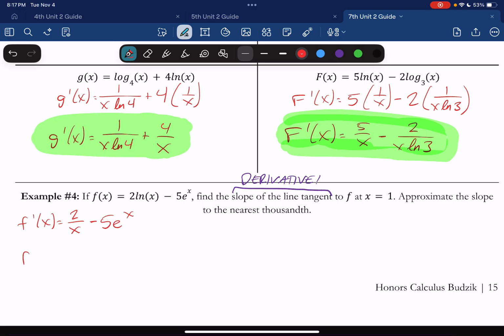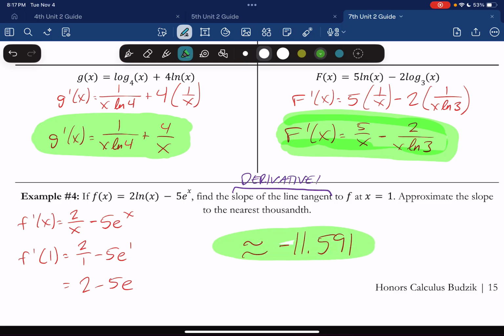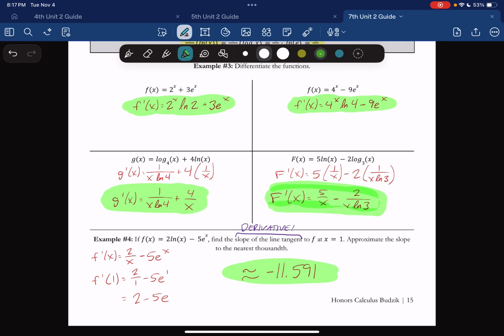And now what I'm going to do is f prime of 1. So I got 2 over 1 minus 5 times e to the first, which is 2 minus 5e. And we can go ahead and put that in a calculator. 2 minus 5e. And that gets me approximately negative 11.591. So that would be the slope of that line tangent to that function when x is 1.